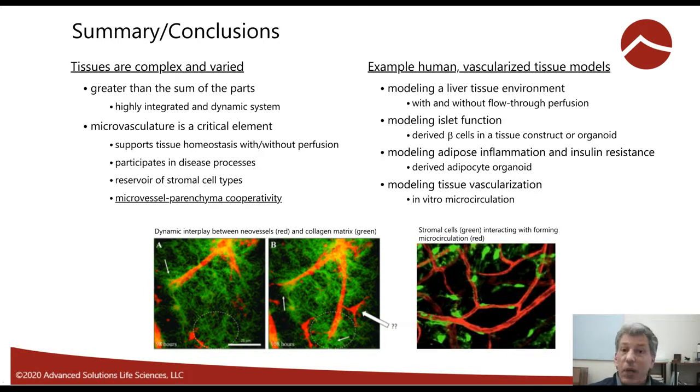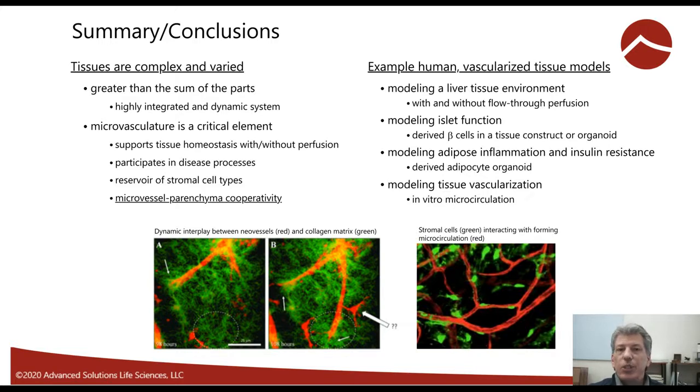Then, of course, there's a bias in the need to have a microvasculature in the tissue. We think it's a critical element. With or without perfusion, we're seeing evidence that the microvessels present contribute to good tissue model behavior. We also know that the vasculature participates in the disease process. We've not explored much of that yet. We're just starting to do that now that these models are in place.